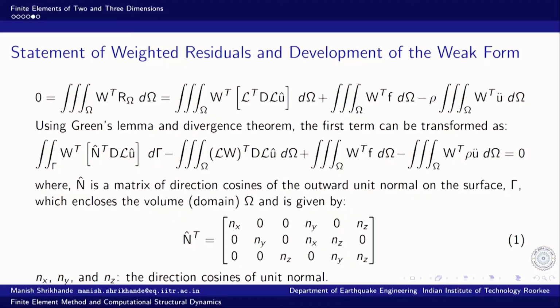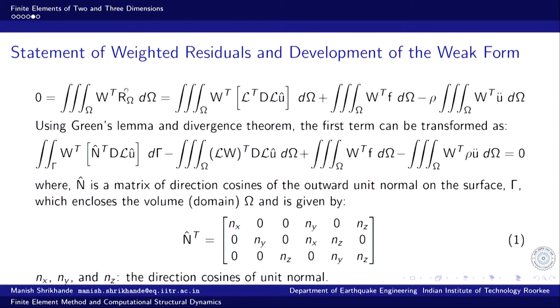The transpose is something I put intentionally, although for a diagonal matrix the transpose really does not matter, W is the same as its transpose. So, W transpose r omega d omega. I substitute for r omega the residual: L transpose D L u hat is the first term of the domain residual, and then the two terms W transpose F and rho W transpose u double dot, and they are all domain integrals.